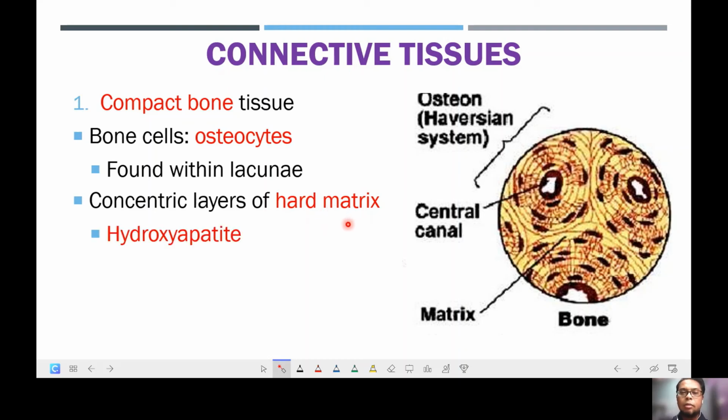And surrounding the cells of the bones will be the concentric layers of a hard matrix. The matrix is very hard because it consists of several types of minerals. And this hard matrix is known as hydroxyapatite. Basically, the compact bone tissue is important to provide support and also protection for the body.